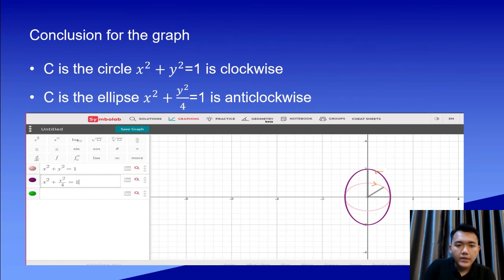So lastly, for the conclusion for the graphs, C with x to the power of 2 plus y to the power of 2 equal to 1 is clockwise. We can see the arrow goes this way. So for this equation, the graph is shown like this. It is a circle. But for the next equation, x to the power of 2 plus y to the power of 2 over 4 equals 1 is anti-clockwise. Anti-clockwise is this. This equation represents the ellipse, which is anti-clockwise. So this is all the graphs. From the graphs we can make the other calculations.